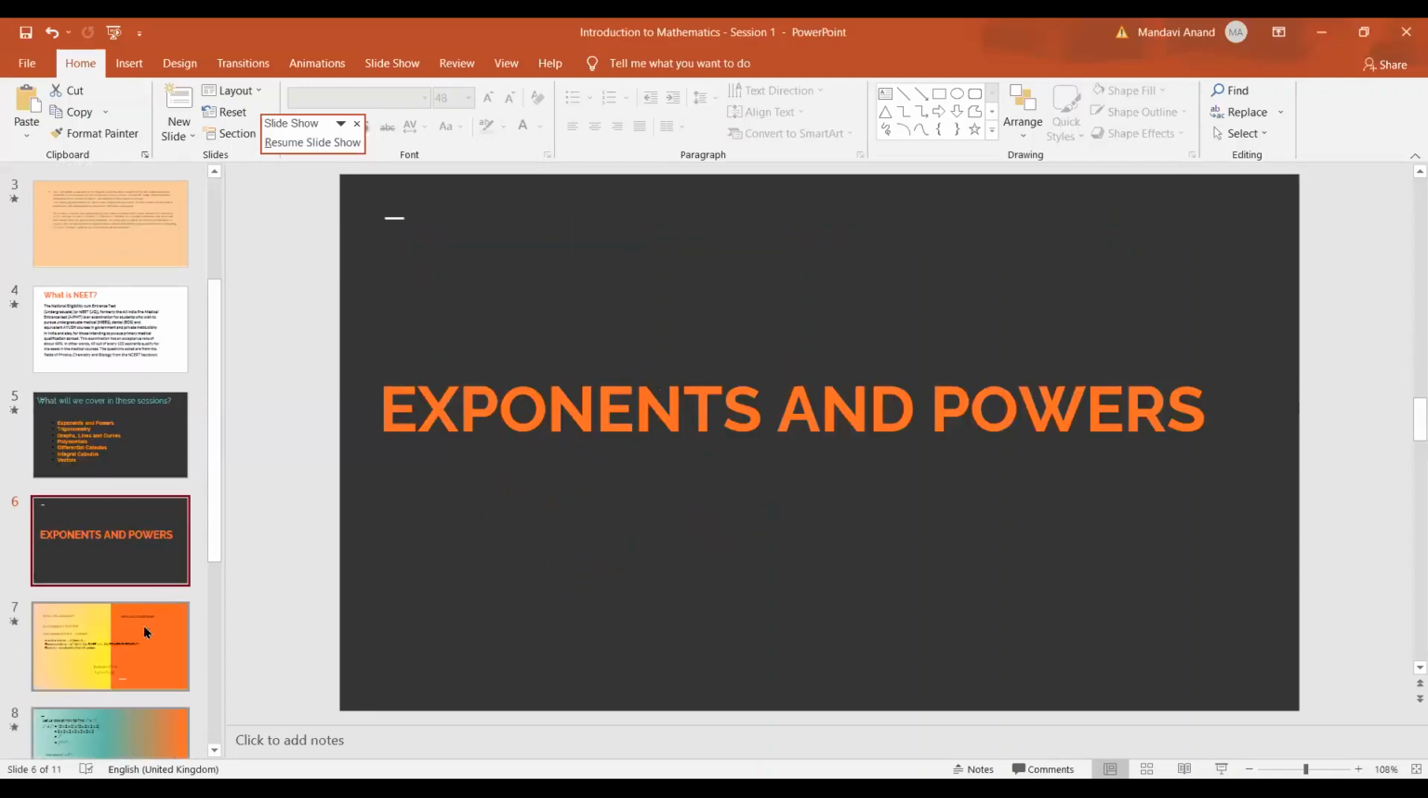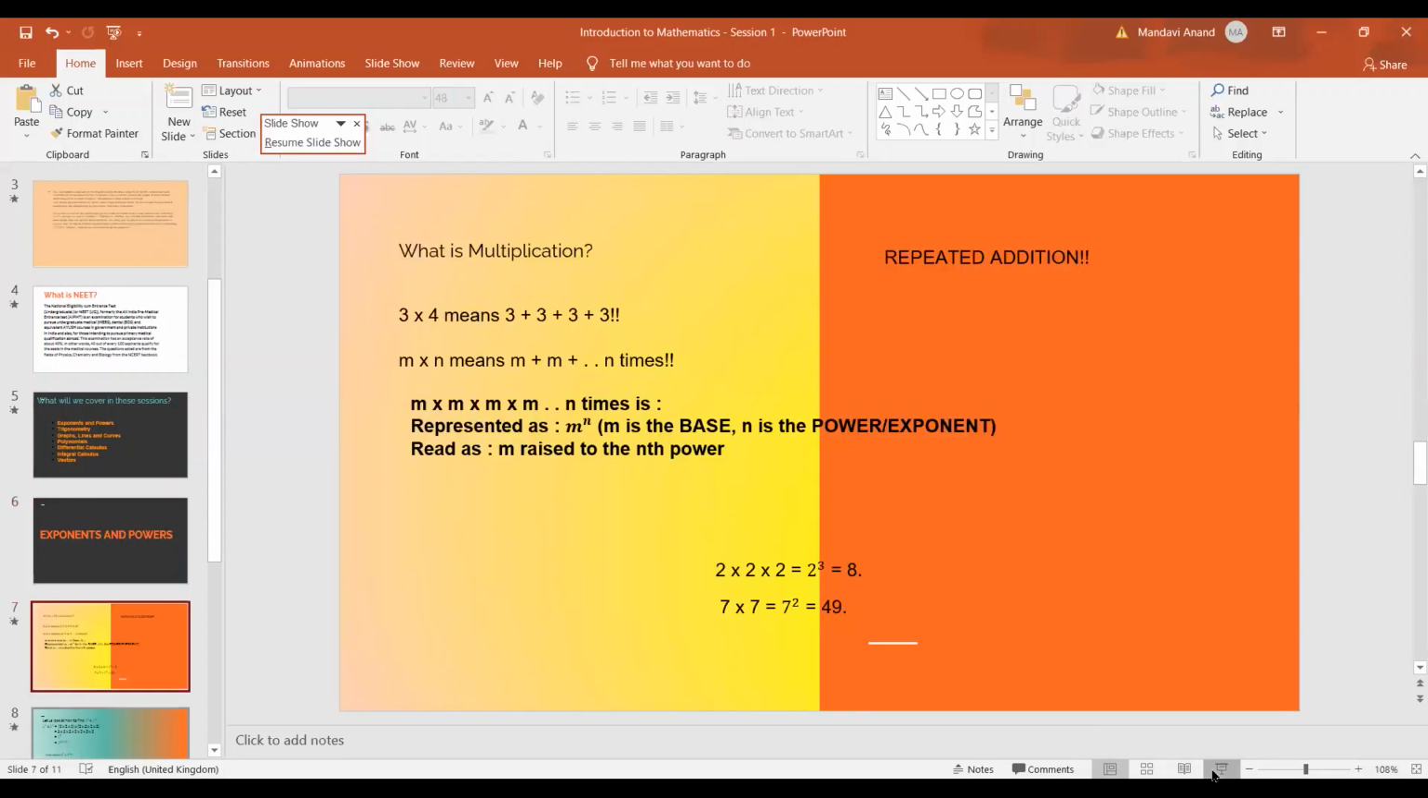The first topic we'll be covering is exponents and powers. Now, there is one phrase all of us must be known to from our second or third grade. What exactly is multiplication? Anyone? There was one phrase. Anyone wants to try? Repeated addition. Yes, repeated addition. Good one, Om.